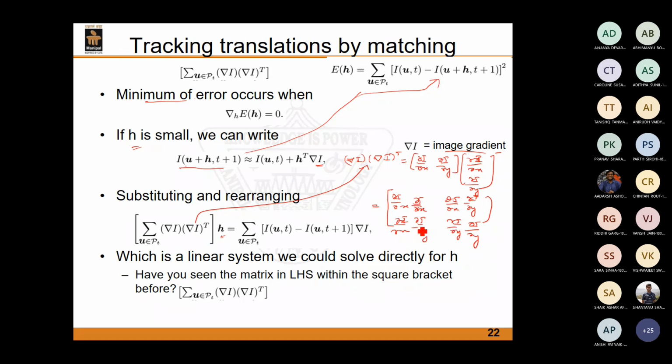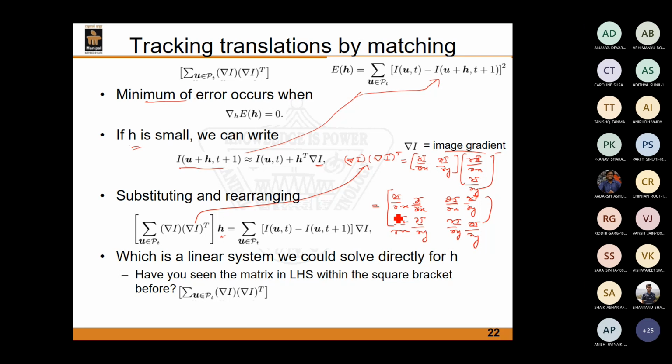Now, if you look at this particular image, all the elements present here are just the gradient functions. I have dou I by dou x, dou I by dou x here, and dou I by dou y, dou I by dou y over here. So all the elements in this 2 cross 2 matrix are the gradient information which we have obtained from the image.